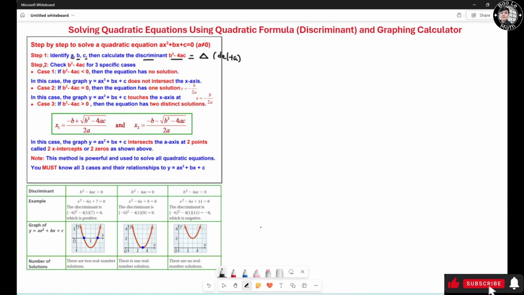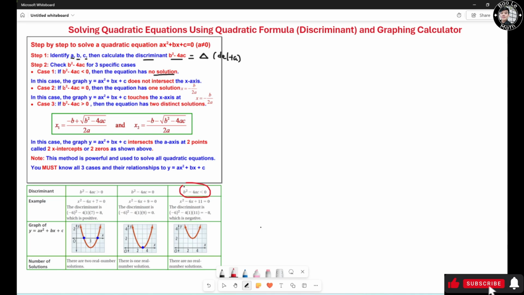Alright, step number 2. If the discriminant is less than 0, then the equation has no real solution. Alright, so you look at this one right here. The first case right here. The discriminant less than 0, the quadratic function does not intersect the x-axis, which is, it doesn't have a zero, right?